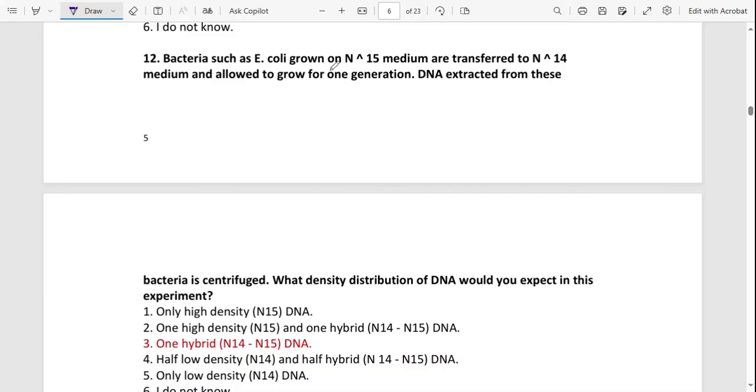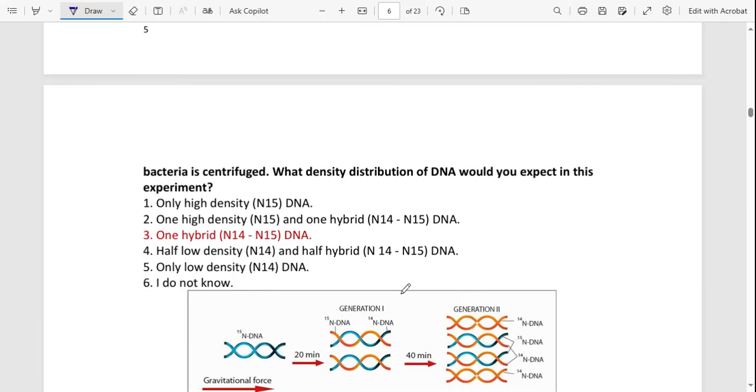Bacteria such as E. coli grown on nitrogen 15 medium and transferred to nitrogen 14 medium and allowed to grow for one generation. DNA extracted from these bacteria is centrifuged. What density distribution of DNA would you expect? Remember that first it was grown in nitrogen 15. Okay, meaning that all the DNA for this bacteria has been marked with nitrogen 15, and then it is now transferred to nitrogen 14 and allowed to grow for one generation. So what is the density distribution?